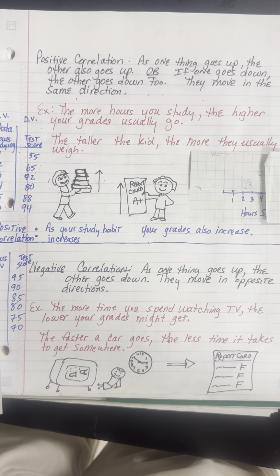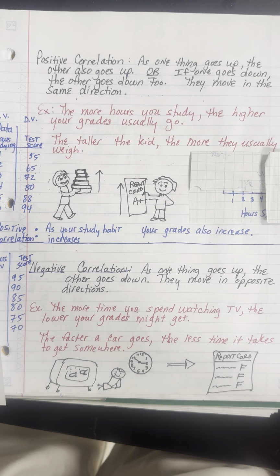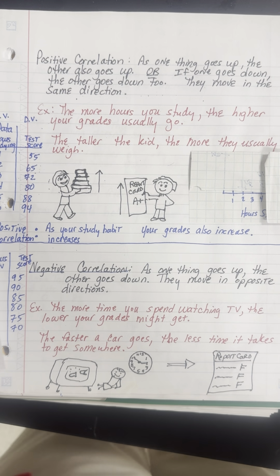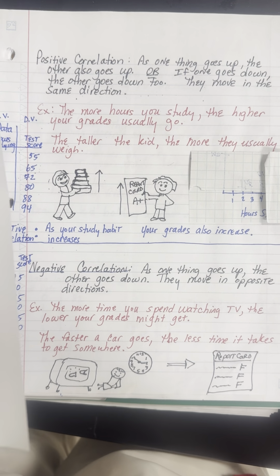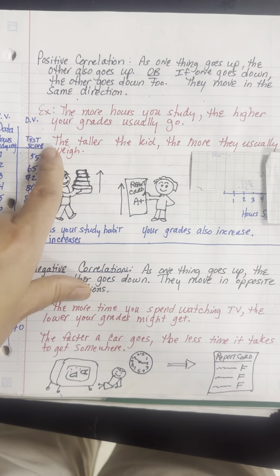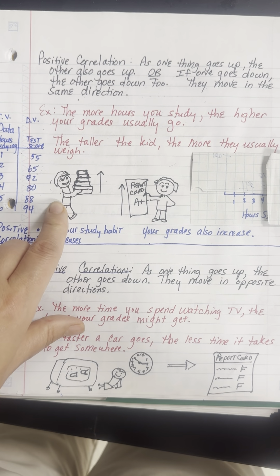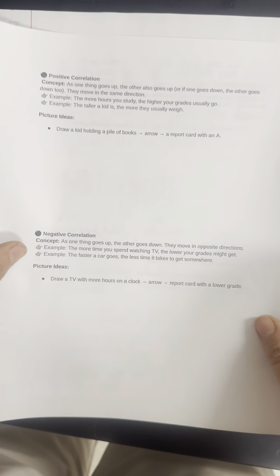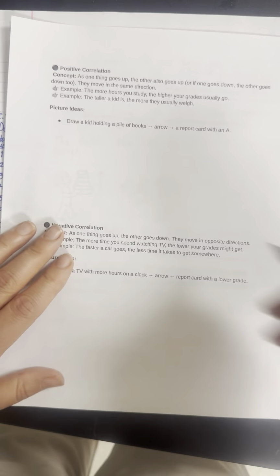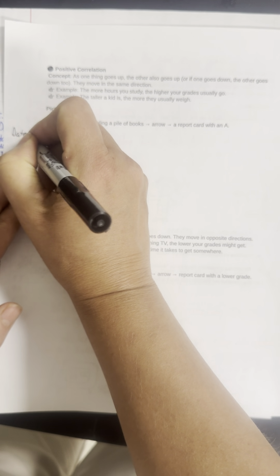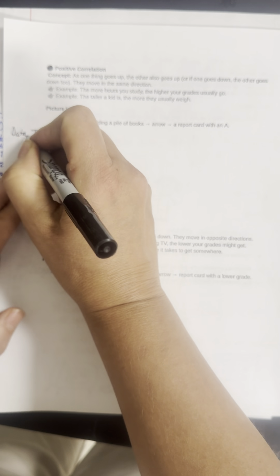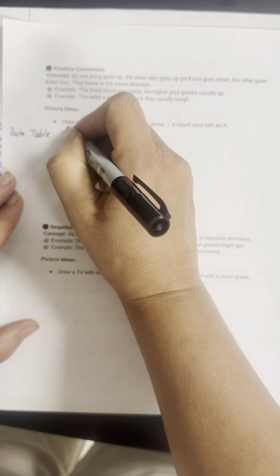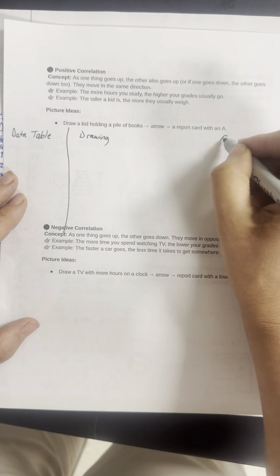For example, the more hours you study, the higher your grades usually go. Another example, the taller a kid is, the more they usually weigh. So what you're going to want to do is draw a kid holding a pile of books, and then a kid with a report card that has an A on it. You're going to want to draw that here. So you're going to have a data table. This is how you set this up. Data table, your drawing, and then a graph.